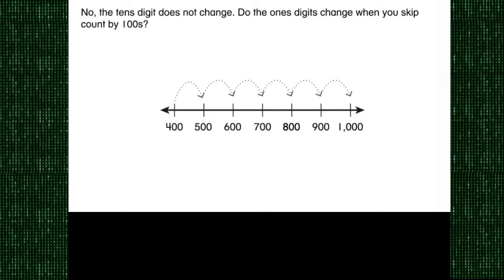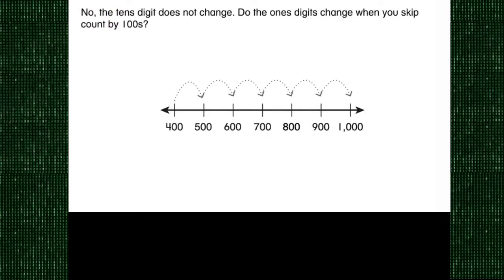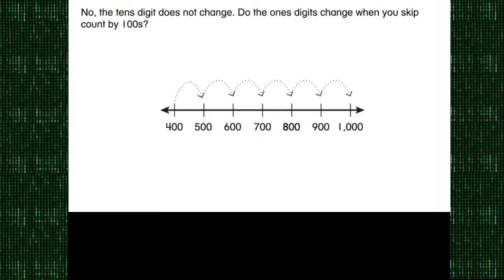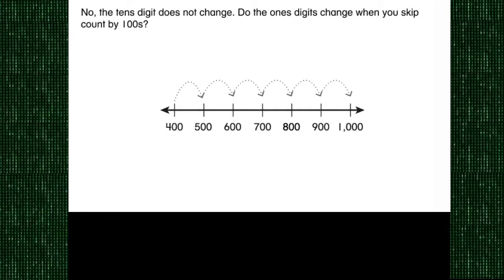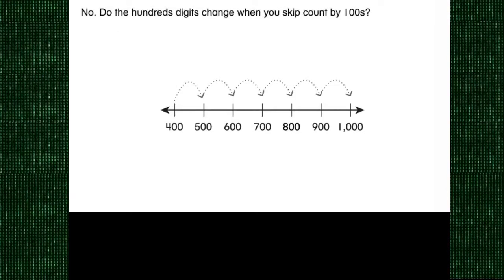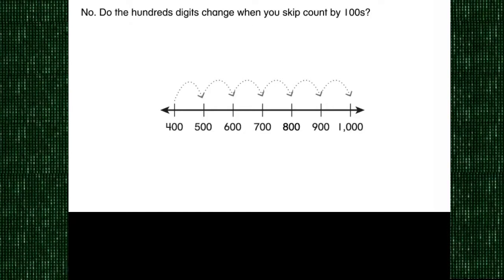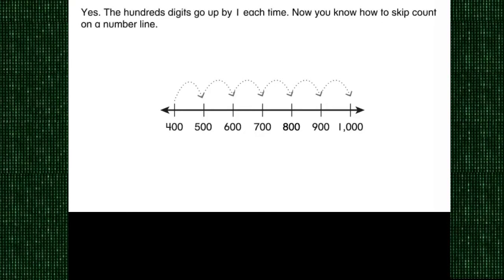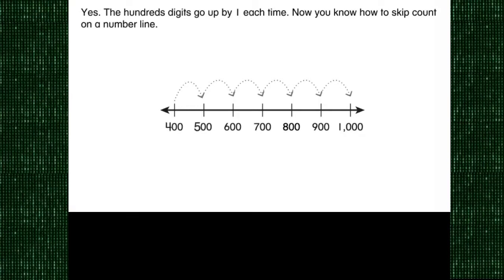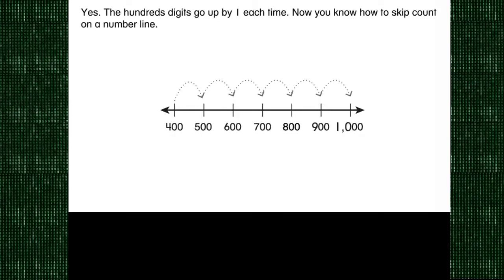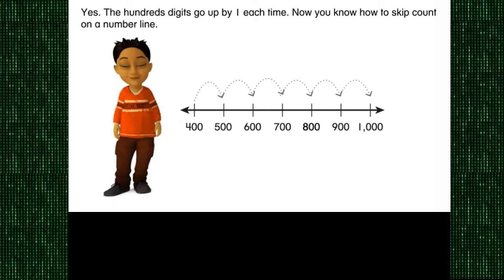No, the tens digit does not change. Do the ones digits change when you skip count by hundreds? No. Do the hundreds digits change when you skip count by hundreds? Yes, the hundreds digits go up by 1 each time. Now you know how to skip count on a number line.